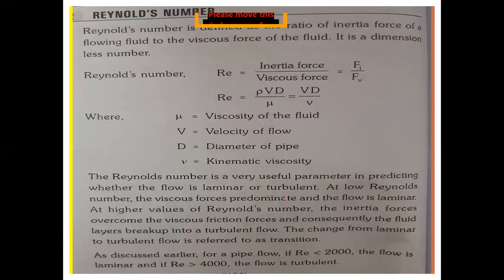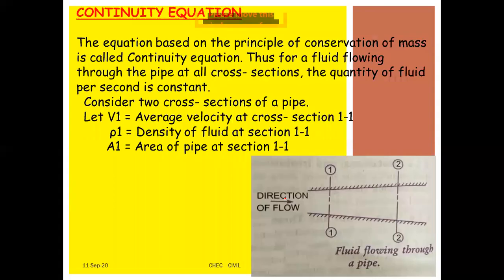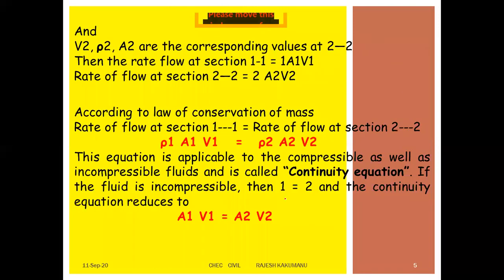In the last class we also discussed some of the formulas. What is the Reynolds number? Reynolds number Re is equal to rho V D by mu, that is VD by nu, where V is the velocity of flow, D is the diameter, and nu is the kinematic viscosity. In the continuity equation we derived rho1 A1 V1 is equal to rho2 A2 V2. For incompressible fluids, the continuity equation becomes A1 V1 is equal to A2 V2.